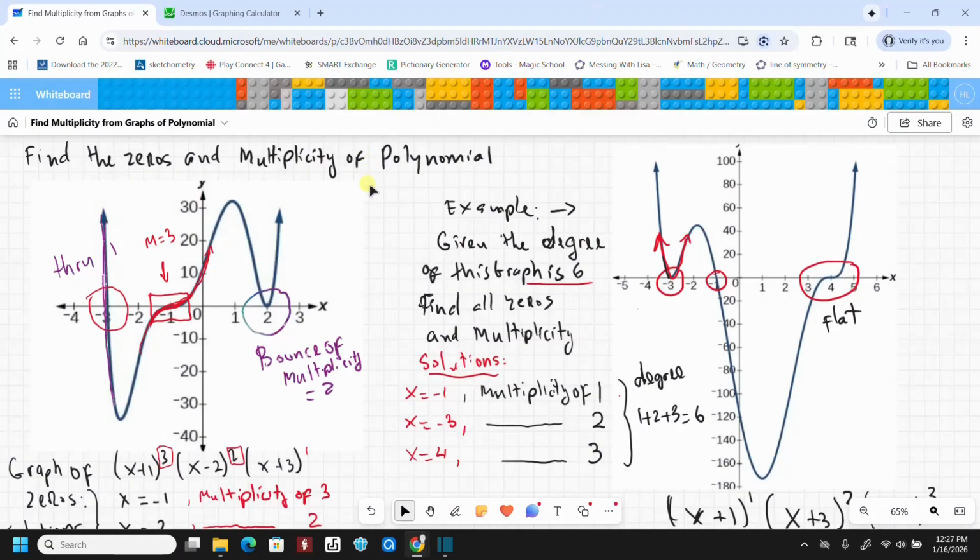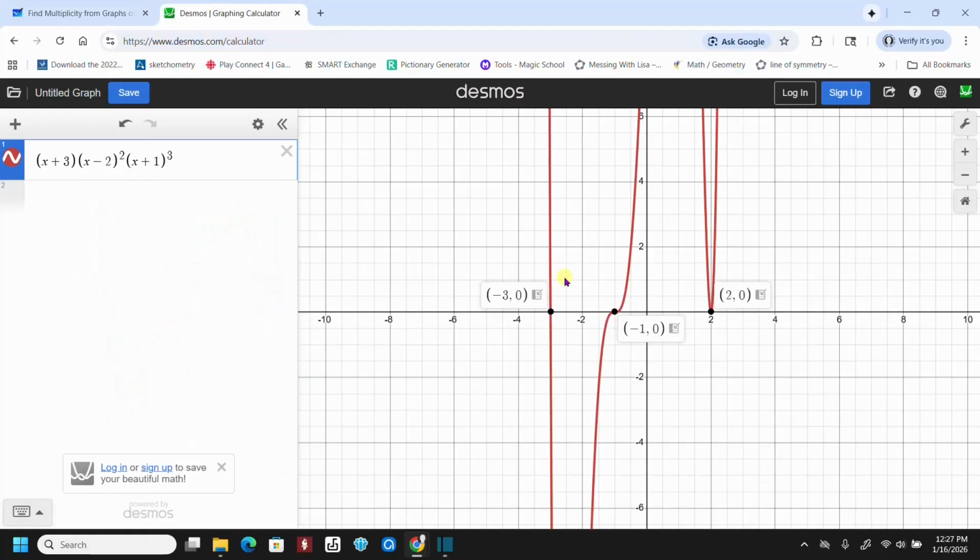Find the zero and multiplicity of a polynomial. I'm going to start with example number 1: (x + 1) to the third power, (x - 2) to the second power, and (x + 3) to the first power. So I'm going to graph that on Desmos.